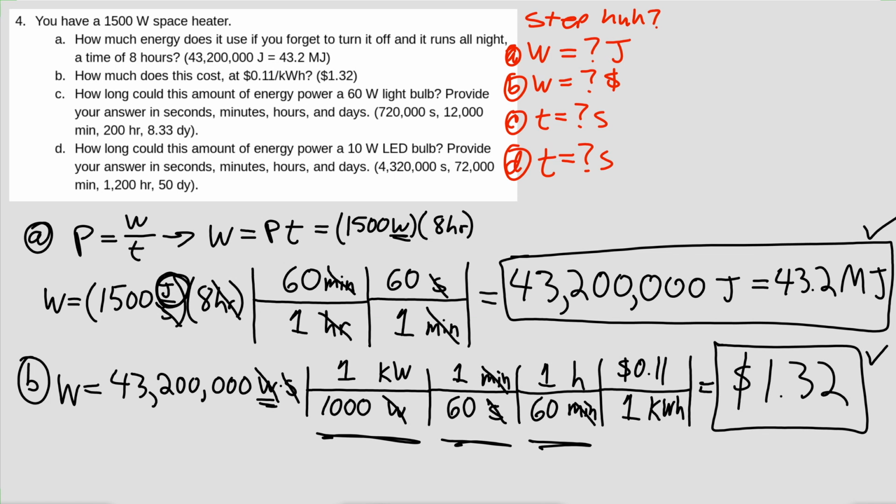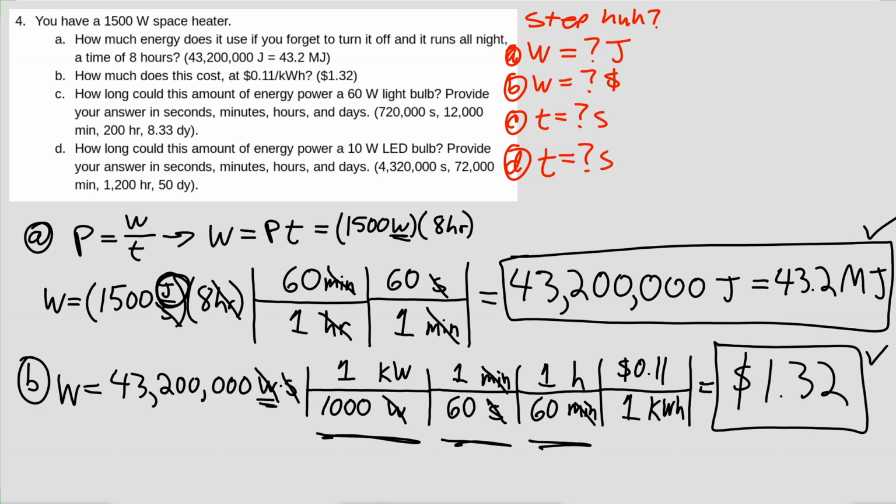We're doing part 2 of this problem. We're going to do C and D. This is the space heater problem, chapter 9, homework number 5, problem number 4. That's the problem we're doing.